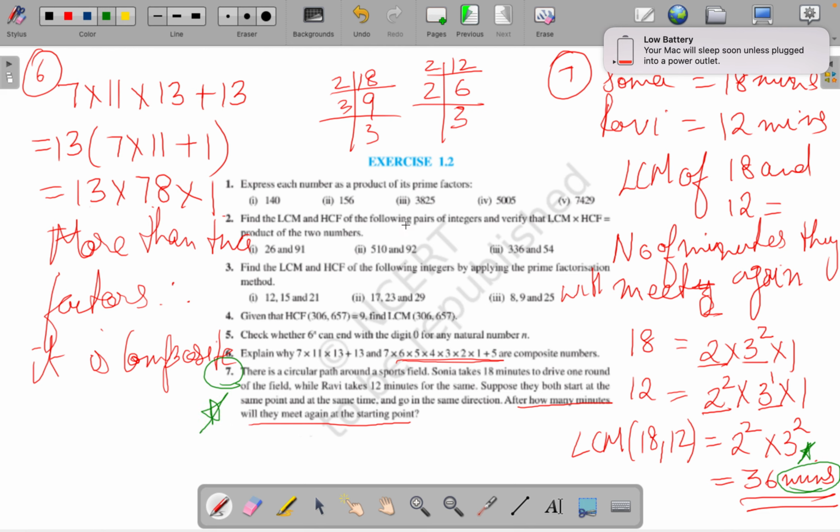So this is all about your second theorem, that is a fundamental theorem of arithmetic and exercise 1.2.